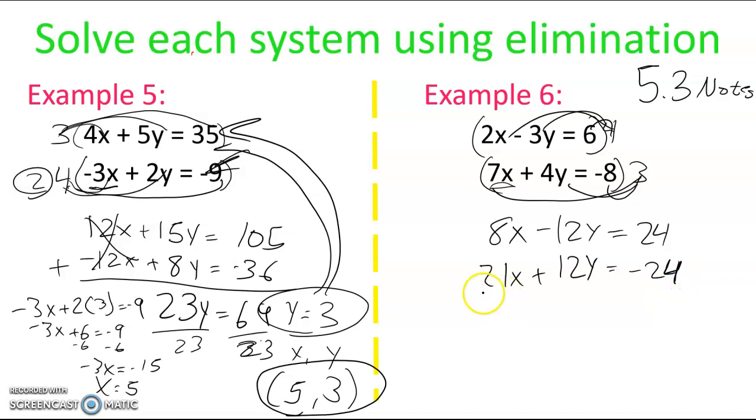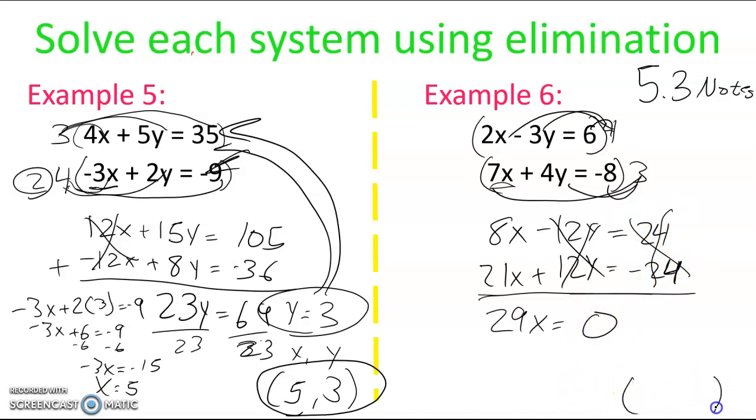And then from there, we go ahead and add up our x's and y's, and we see that our y's cancel out. 21 plus 8x gives me 29x equals, and look at this, 24 minus 24, those are also going to cancel out. So 29x is equal to 0. For my final answer, my x value is going to be 0.